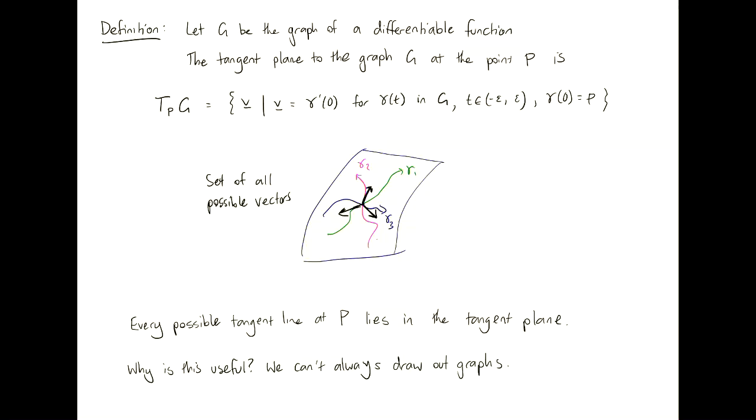This should have the same dimension as G. If they don't have the same dimension as G, something funny is going on and you need to reevaluate your understanding of the surface. Every possible tangent line at P lies in the tangent plane.